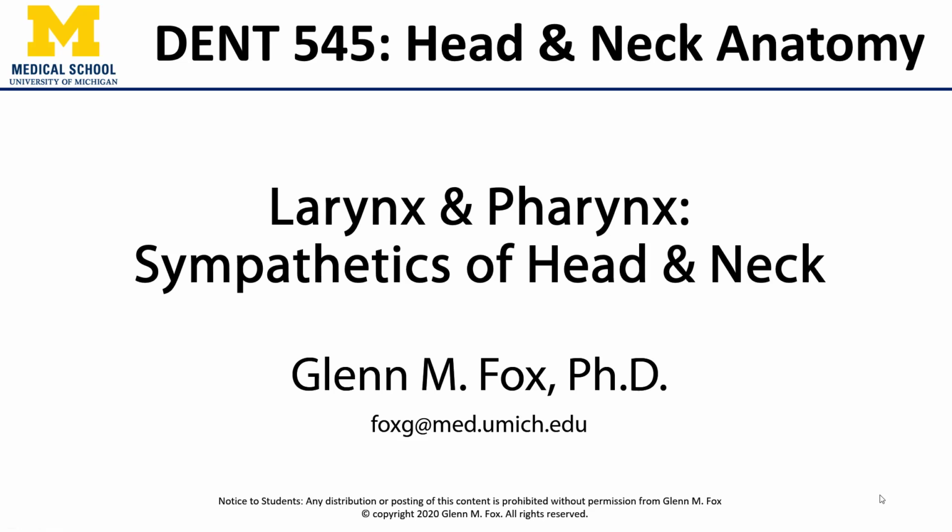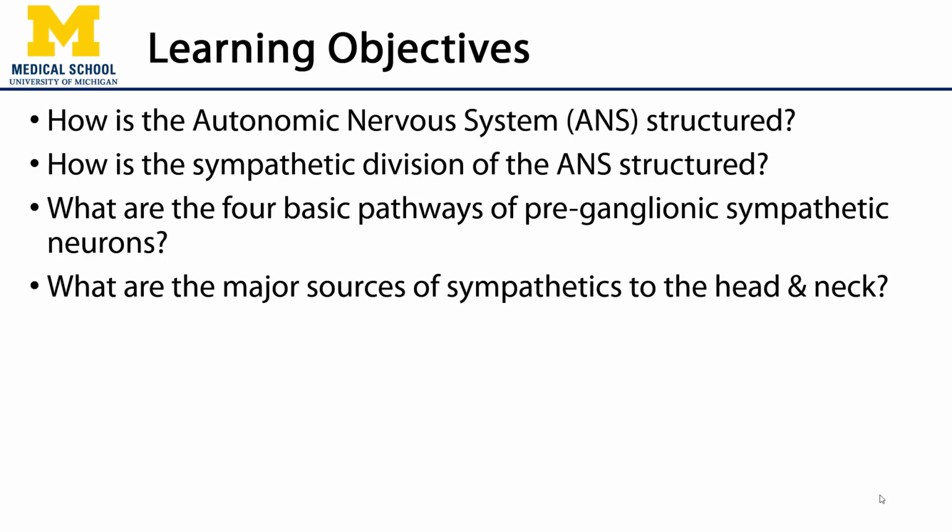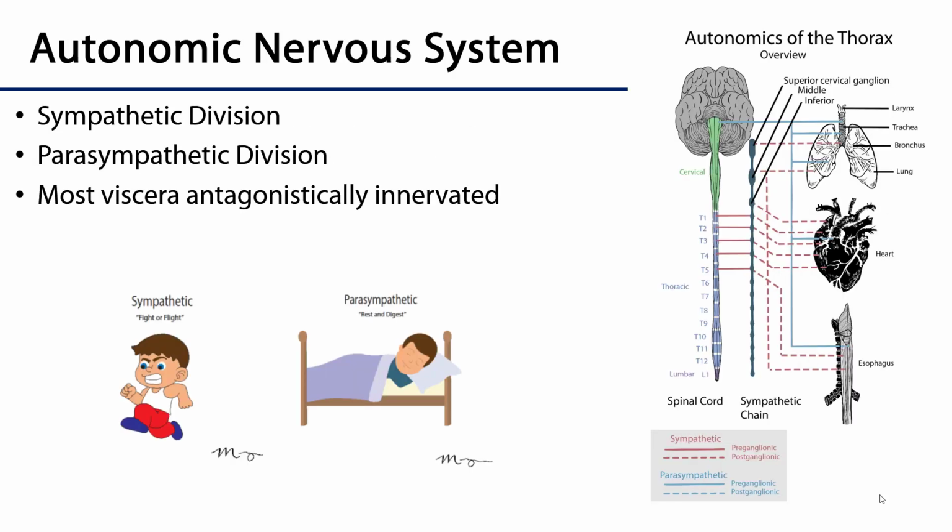Hi, let's talk about autonomics, specifically the sympathetics of the head and neck. In this video, we'll discuss the autonomic nervous system and how it's constructed, how the sympathetic division of the ANS is structured, the four basic pathways of preganglionic sympathetic fibers, and the major sources of sympathetics to the head and neck. But first, let's take a look at the general autonomic nervous system.